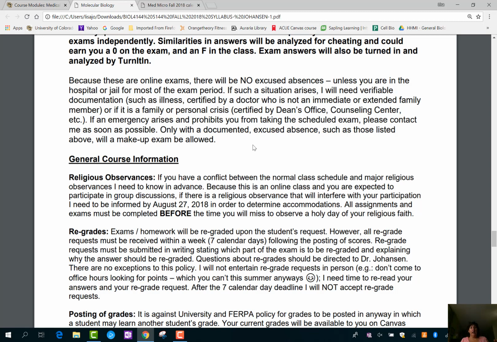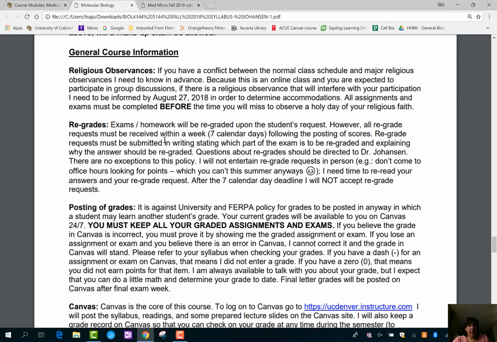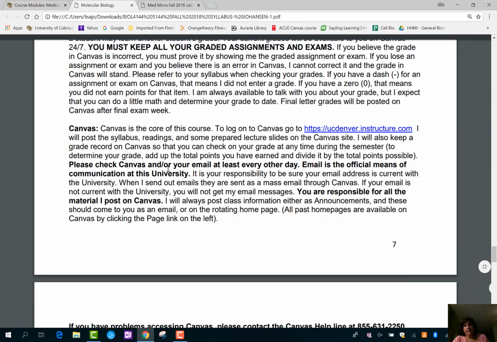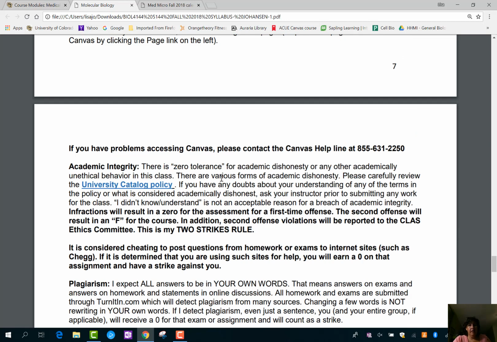All right, policies. I know there's a lot of religious observances, holidays in the fall. So take a look at the calendar, take a look at what to do. If there's a conflict, get a hold of me by the end of the first week of classes so we can make arrangements. You can always turn things in early. There's a regrade policy, posting of grades. You guys should know Canvas by now, but if you can't find something, ask.